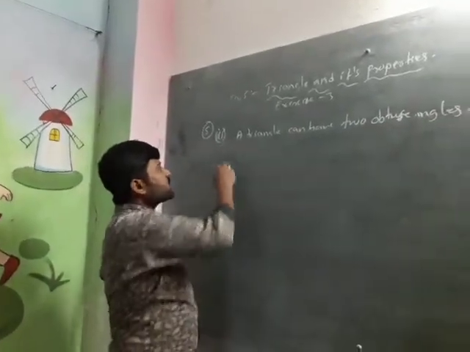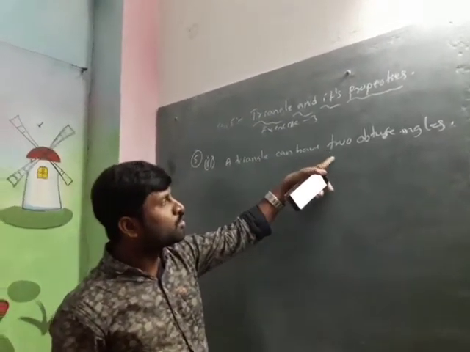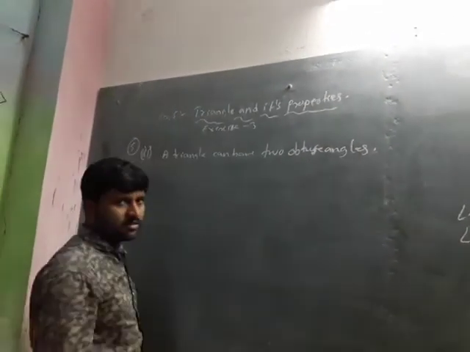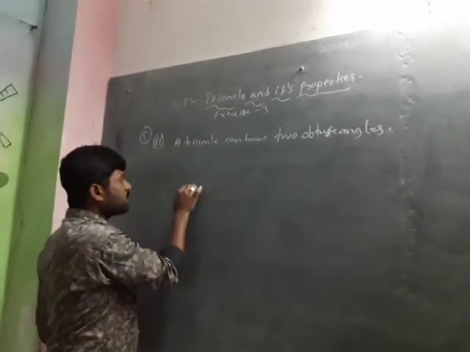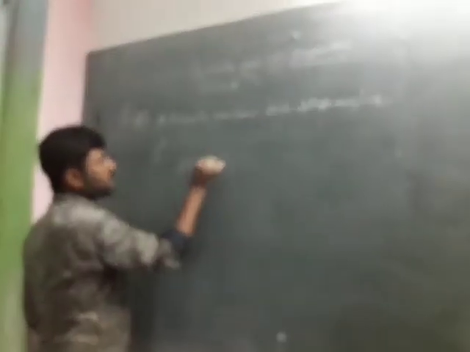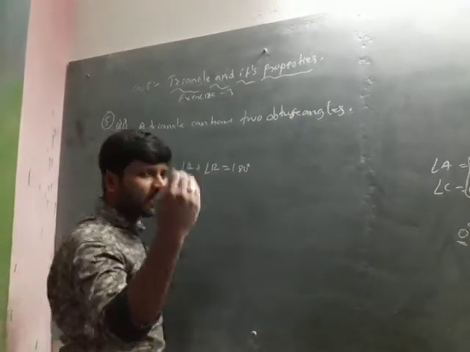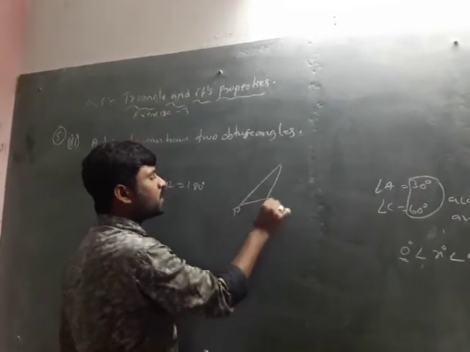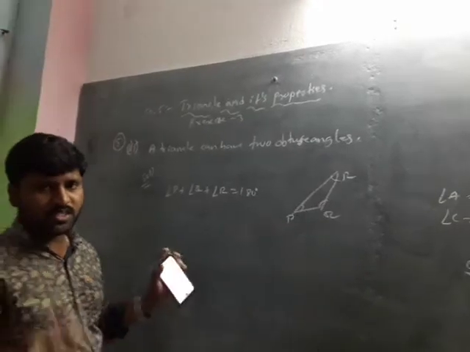Now third statement: a triangle can have two obtuse angles. Two obtuse angles. Is it a true statement or false? See its solution. Angle P plus angle Q plus angle R is equal to 180 degrees. So if you consider any triangle, I am considering triangle PQR.